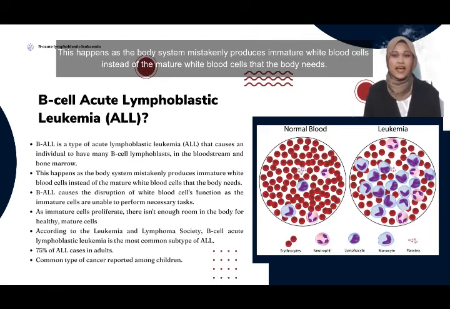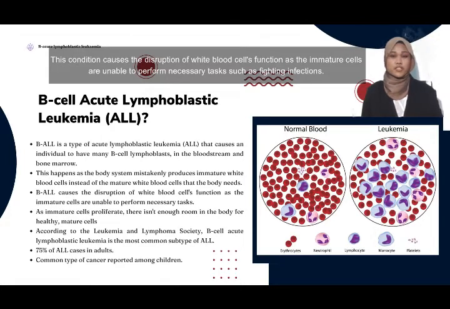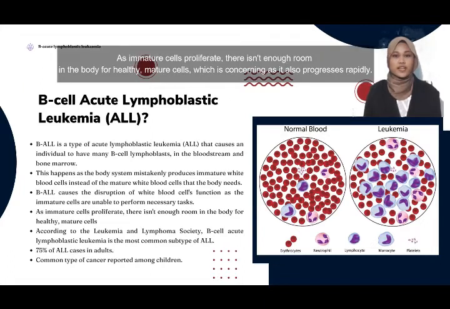This happens as the body system mistakenly produces immature white blood cells instead of the mature white blood cells that the body needs. The condition causes the disruption of white blood cells' function, as the immature cells are unable to perform necessary tasks such as fighting infections. As immature cells proliferate, there isn't enough room in the body for healthy mature cells, which is concerning as it also progresses rapidly.